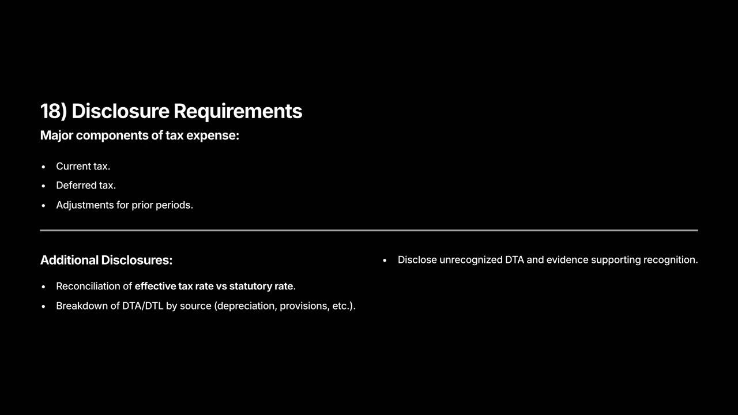Disclosure requirements. Transparency is key. Your financials must disclose a breakdown of current tax, deferred tax, and prior period adjustments, a reconciliation between the effective tax rate and the statutory tax rate, a breakdown of DTA and DTL by source, depreciation, provisions, losses, and so on. Any unrecognized DTA with the evidence supporting it. Good disclosure tells users where your tax positions come from and how secure they are.